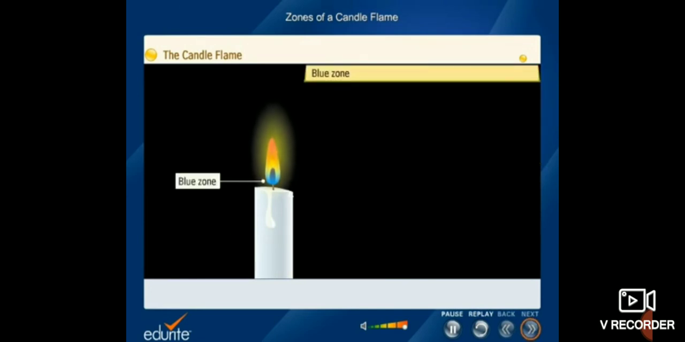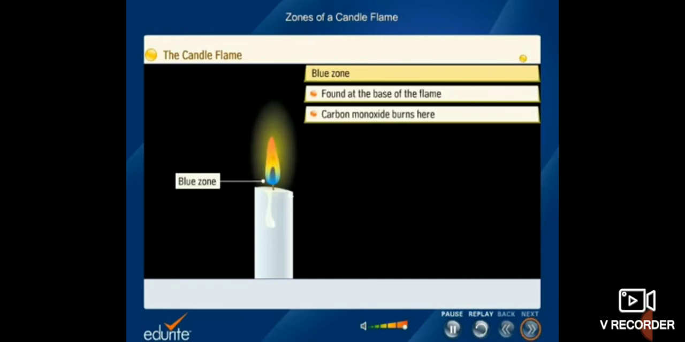Now observe the small blue region here. This is called the blue zone. In this zone, the unburnt carbon particles produced in the luminous zone combine with insufficient oxygen to form carbon monoxide. Carbon monoxide is a product of incomplete combustion. Carbon monoxide is combustible and burns with a blue flame, releasing carbon dioxide gas.